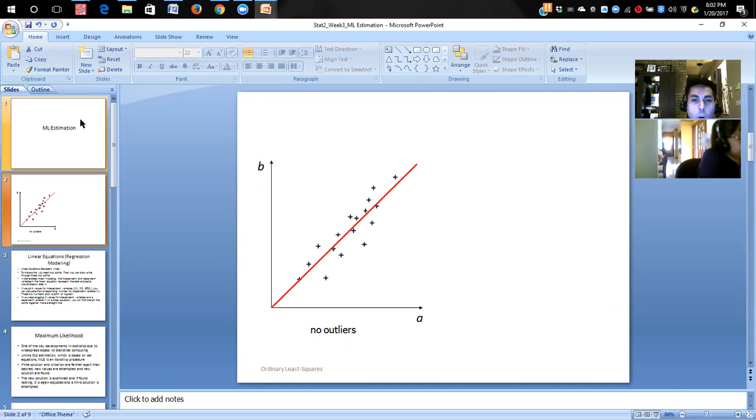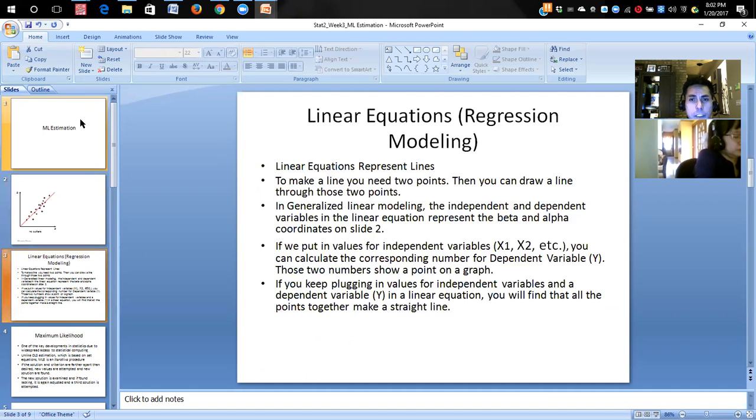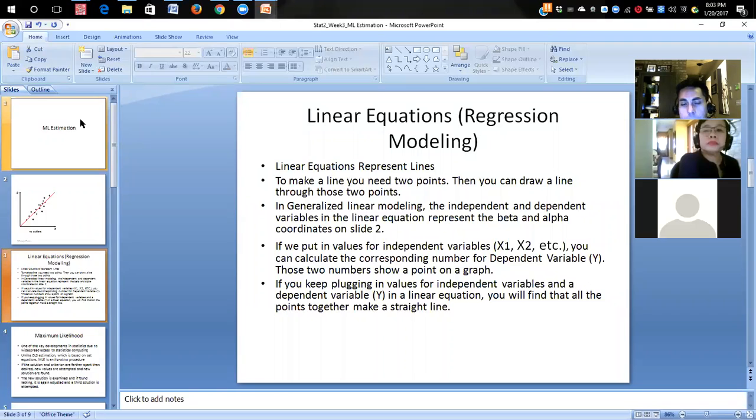As I mentioned, OLS is simple linear regression, and it's also simple correlation where we can use the Pearson correlation coefficient. Another important continuation from last week is that the linear equation we use for regression modeling represents a line. It's a straight line. And in order to make a line, you need 2 points, very simple. Then you can draw a line through these 2 points.